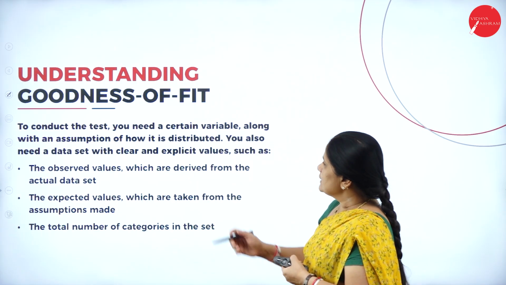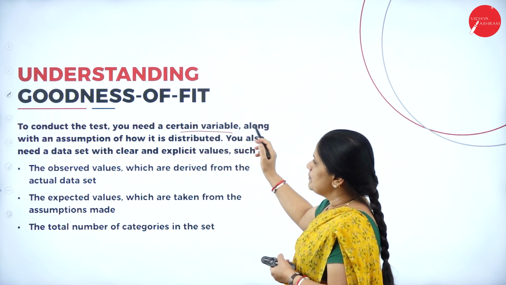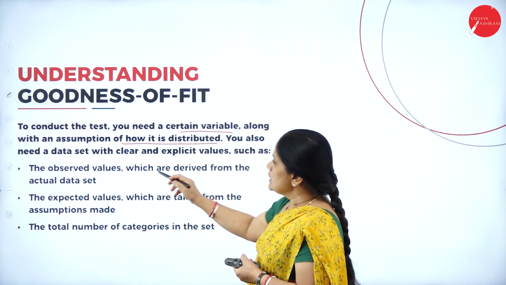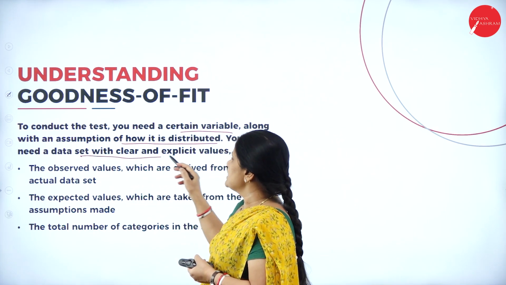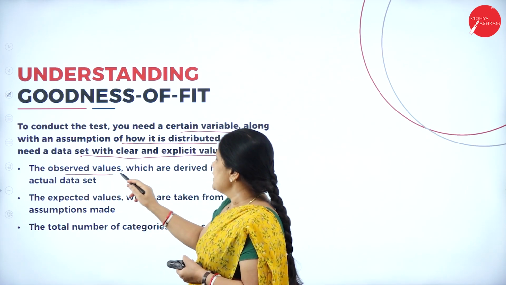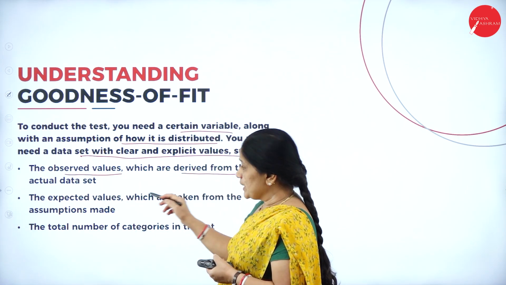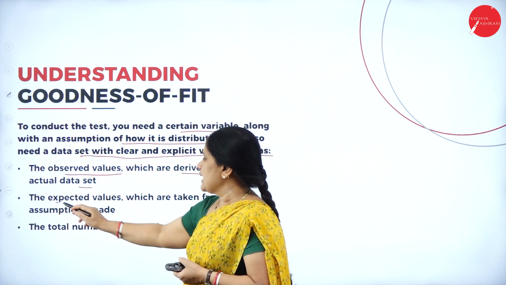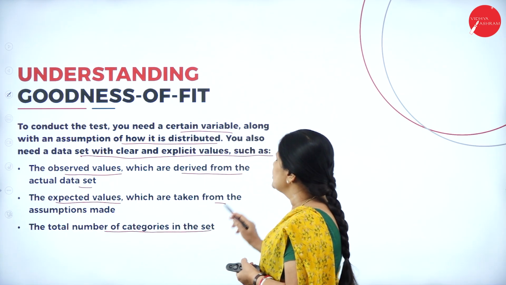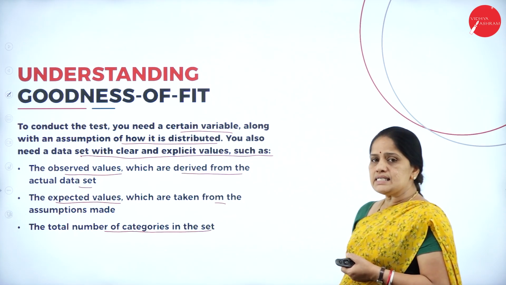Then, to conduct the test, you need a certain variable along with an assumption of how it is distributed. You also need a data set with clear and explicit values such as the observed values, which are derived from the actual data set, the expected values, which are taken from the assumptions made, and the total number of categories in the set.